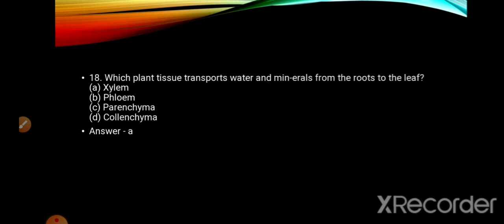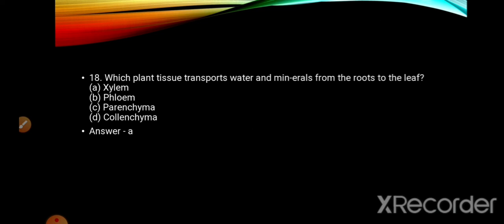Okay. Next is, which plant tissue transports water and minerals from the root to the leaf? Xylem is the correct answer, because xylem transports the water and minerals from the root to the leaf, and phloem transports food particles or chemical food in the plant. Phloem transports food particles from the leaf to the roots.